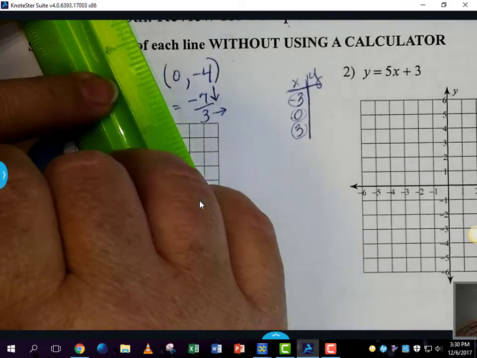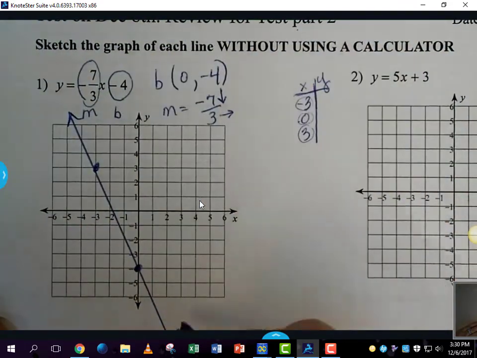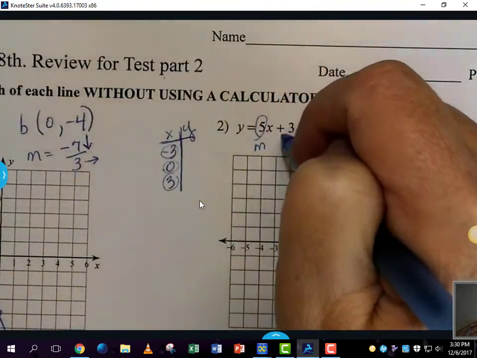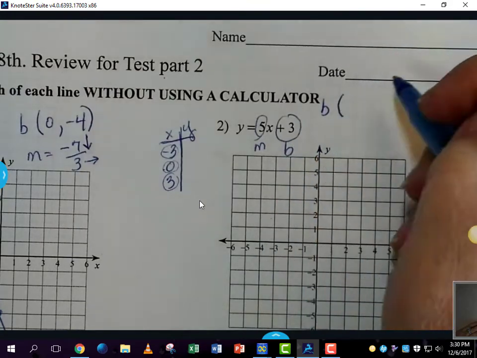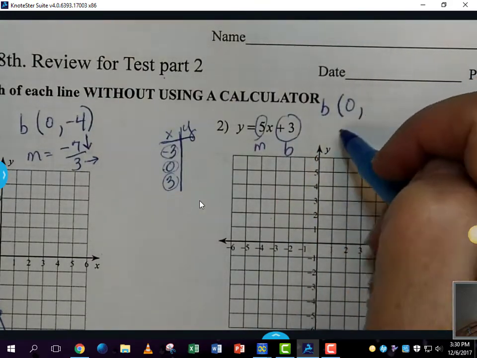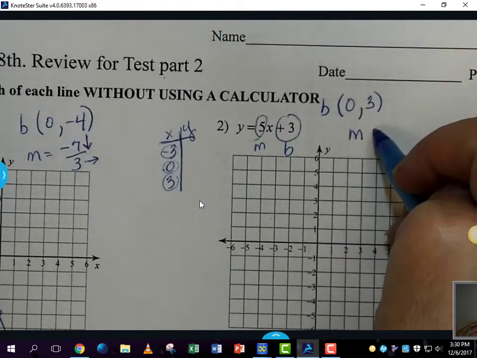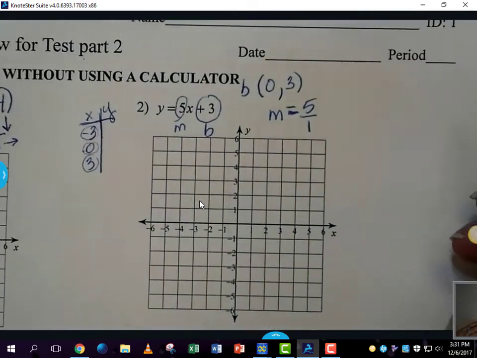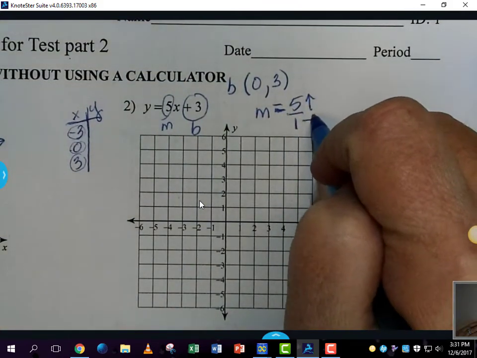Alright, the next one is also in slope-intercept form. So here's my slope, here's my y-intercept. I'm going to start at the y-intercept, which is always 0, whatever number this is. And then my m here is 5. I need to make that as a fraction. That would be 5/1. So that means this is positive. It means I will go up 5 and right 1.